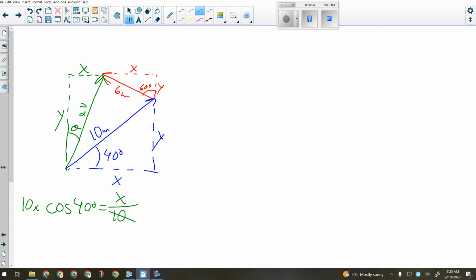How would I get y? I can use sine. Sine of 40 degrees equals y over 10, opposite over hypotenuse. And I would just multiply both sides by 10, and I would have y. That's the trig part.